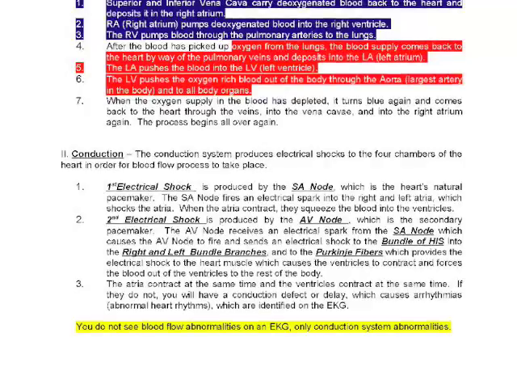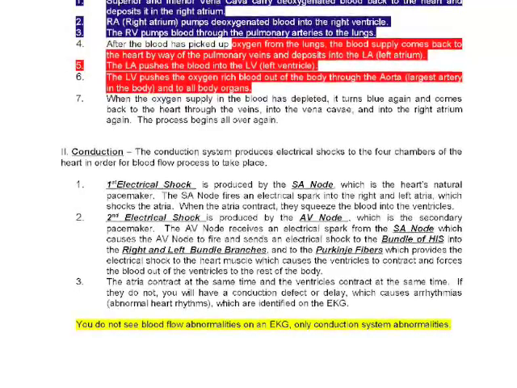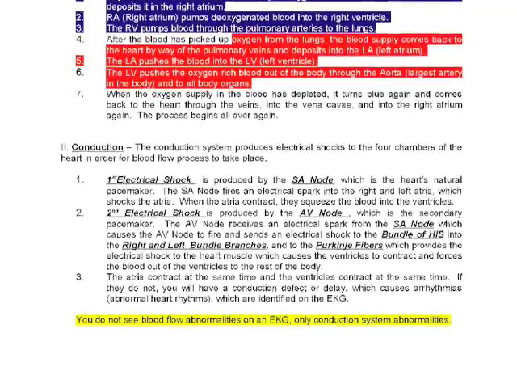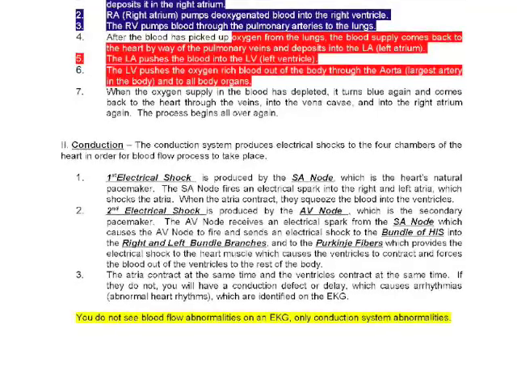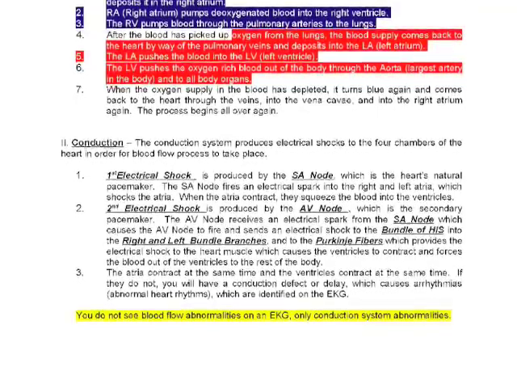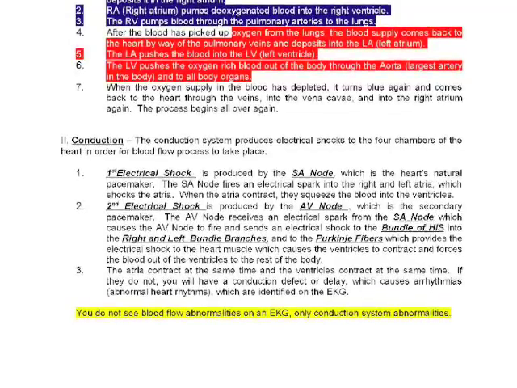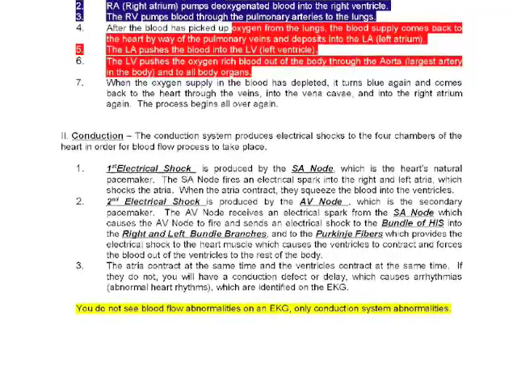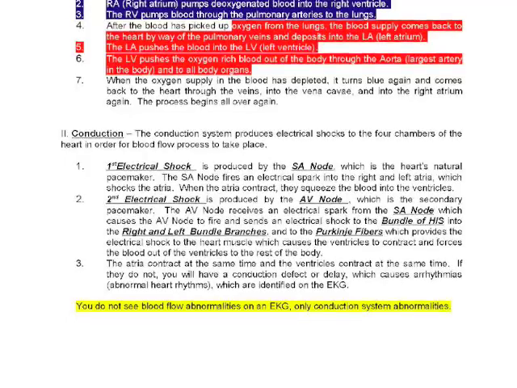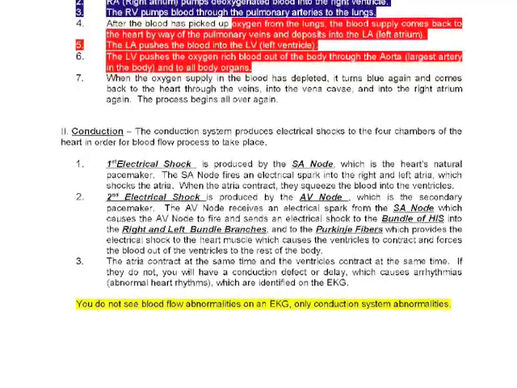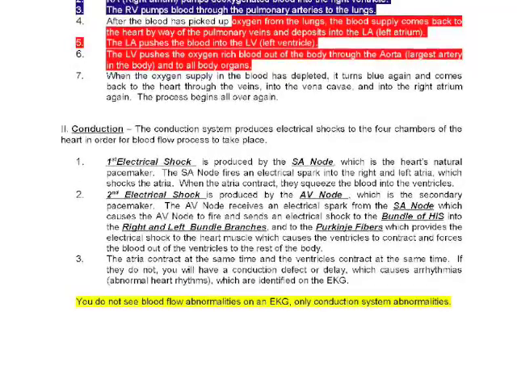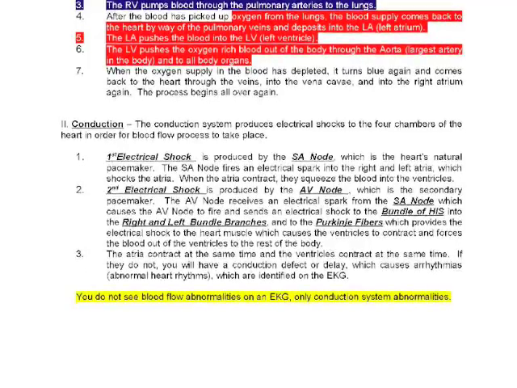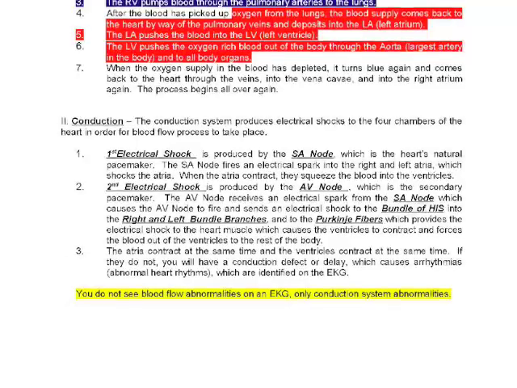The SA node fires an electrical spark into the right and left atria, which shocks the atria. If you've ever been shocked by an electrical fence, you touch the fence, it shocks you, you tense up. The same thing with your heart. Your atria receives the electrical shock from the SA node, and then they tense up, and that squeezes the blood into the ventricles. The second electrical shock is produced by the AV node, which is your secondary pacemaker.